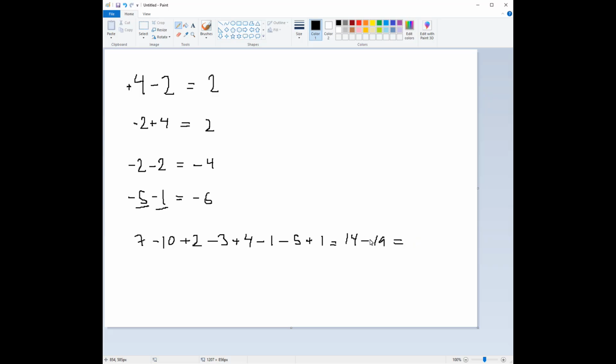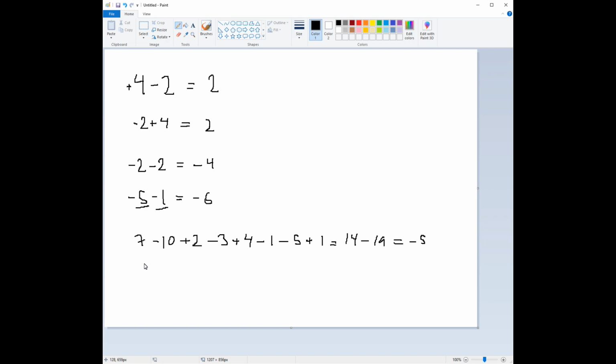So I have 14, but I have to, let's say, pay 19. So I can say, okay, here you go, 14. But the other person says, hey, that's not all the money. I need 19. Sorry, I have to owe you 5. So I'm 5 in the negative. So that's one way of doing it.